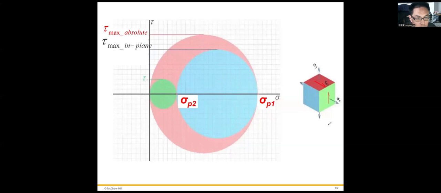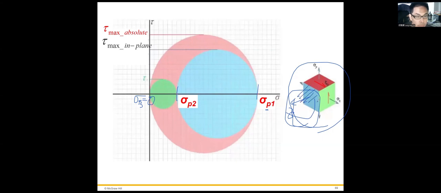Okay, so suppose this is a 3D element. So what should its analysis be? Are there any stresses in the z direction? No, right? In the z direction, there are no stresses applied to the surface. However, it's still a 3D element. So we have only the principal stresses, sigma 1, sigma 2, and sigma 3 equals to 0, right? Because there are no stresses applied to this plane.